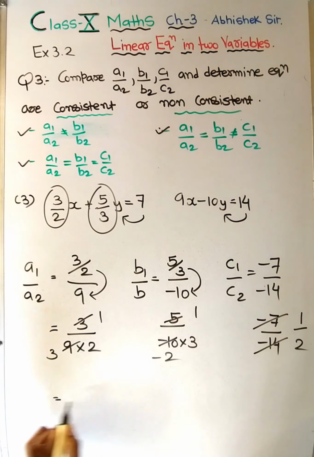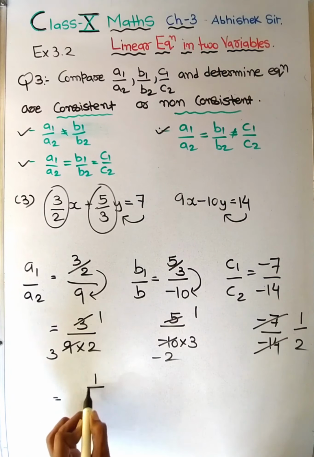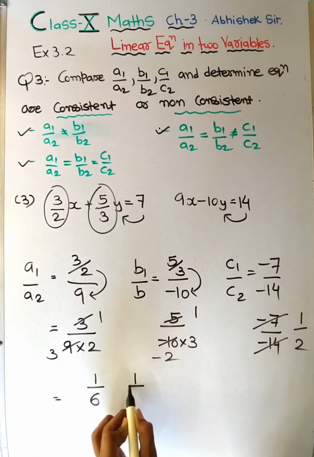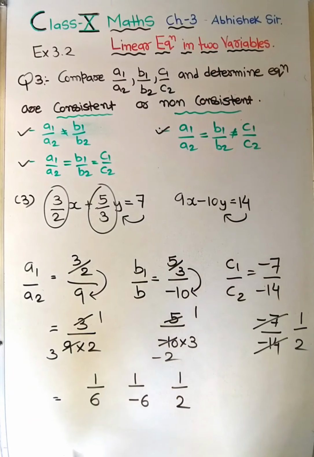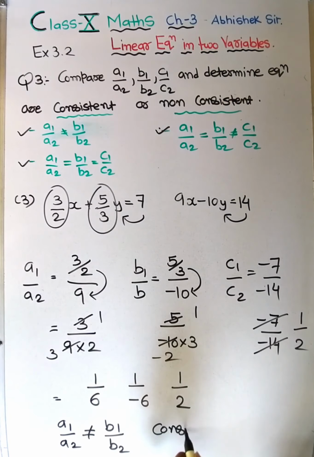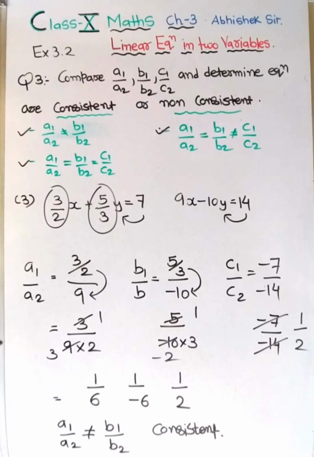Now see, here we have 1 upon 6, here we have 1 upon minus 6, here we have 1 upon 2. So clearly A1 by A2 is not equal to B1 by B2. So they are consistent. In the same way you can solve question number 4 and 5 in this question number 3 and find out that they are consistent.